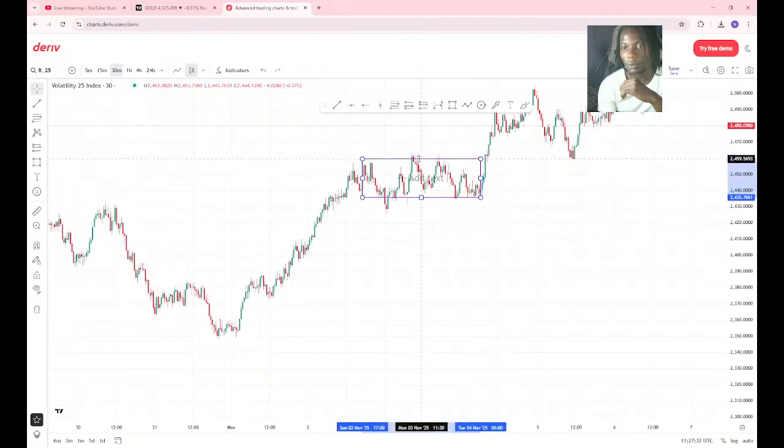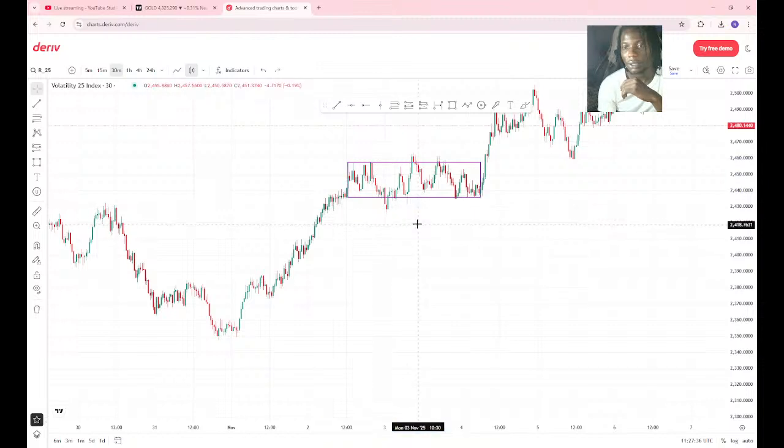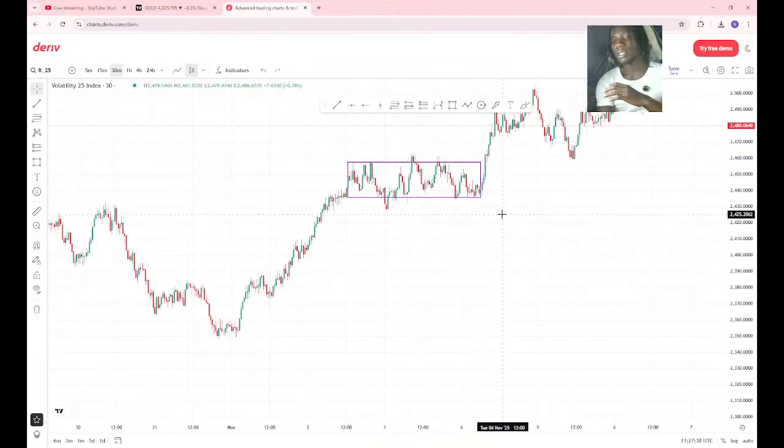Okay, we have a sideways movement here, big one. You guys can see this. So this is how sideways movement looks like, guys. Nothing special in it. This is how sideways movement looks like.